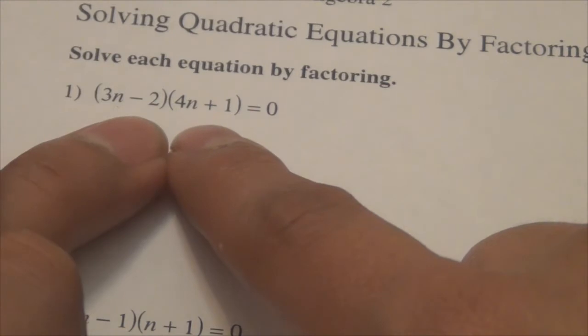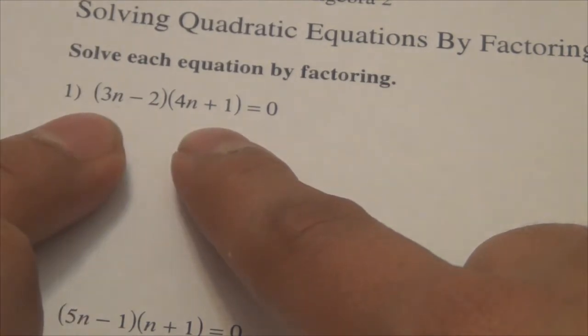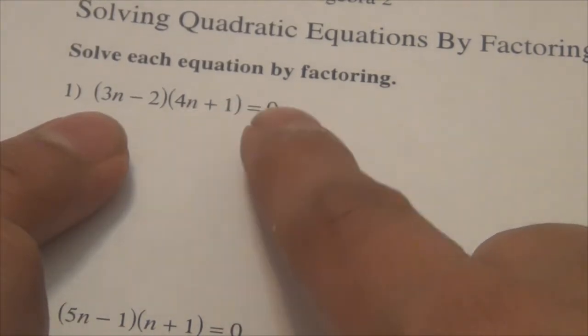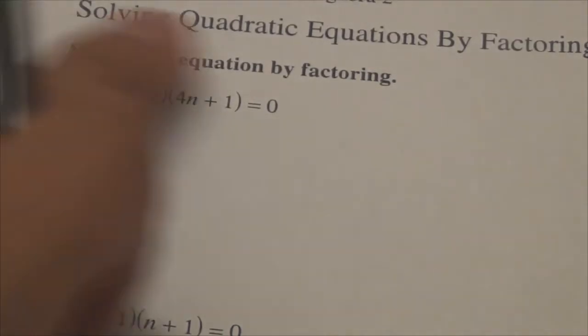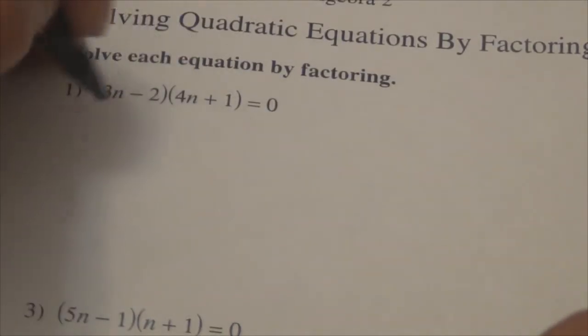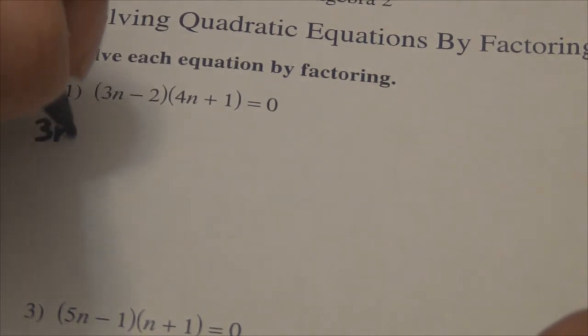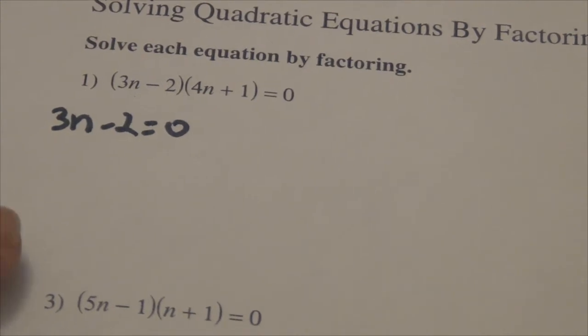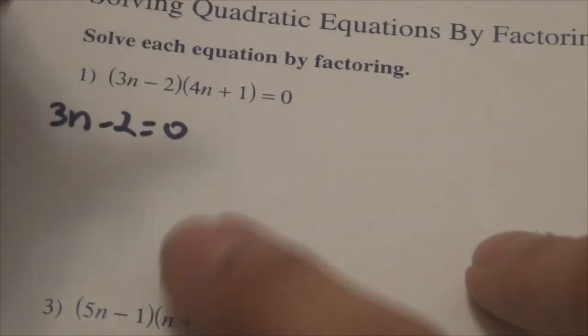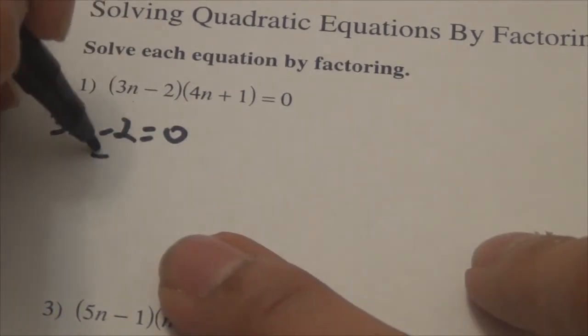So then when we factor our polynomial, all we have to do is set each of the factors equal to 0. If one of the factors is equal to 0, the whole thing is 0. So we're going to start with 3n minus 2 equals 0. So let's solve this little tiny equation. We're going to add 2 to both sides, correct?